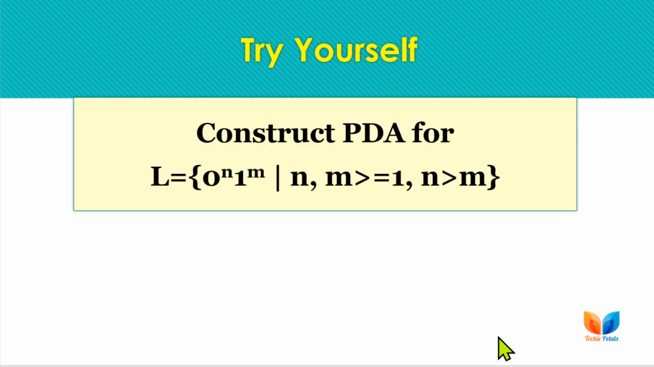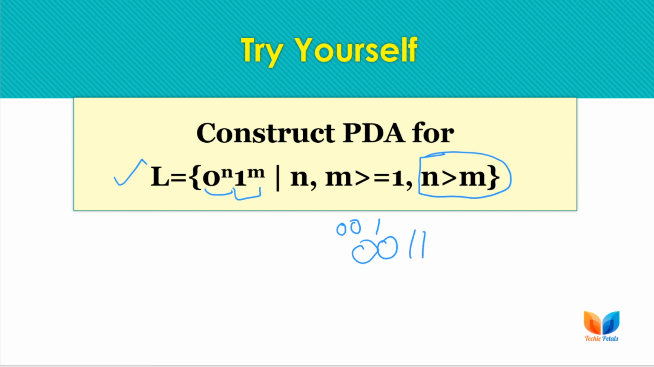So the question that you need to try by yourself is to construct a pushdown automaton for the given language, where we have 0 raised to the power n, 1 raised to the power n. The only condition is that n must be greater than 1, meaning the number of zeros must be greater than the number of ones. So if the zeros are 2, we must have 1 one. But we cannot have an equal number of zeros and ones in the string. The number of zeros must be greater than the number of ones.